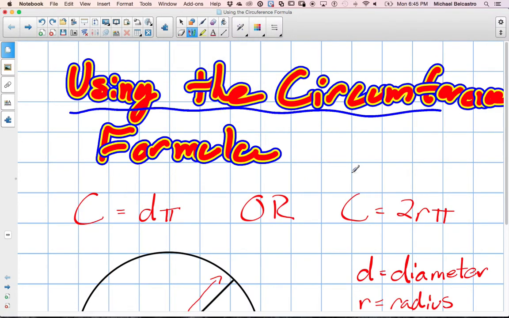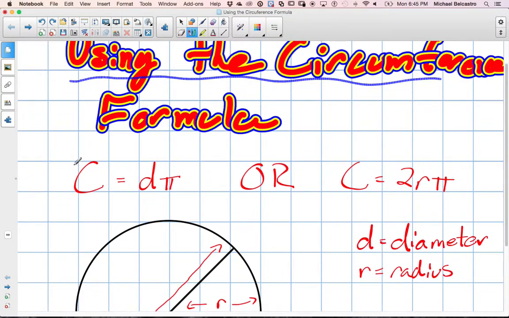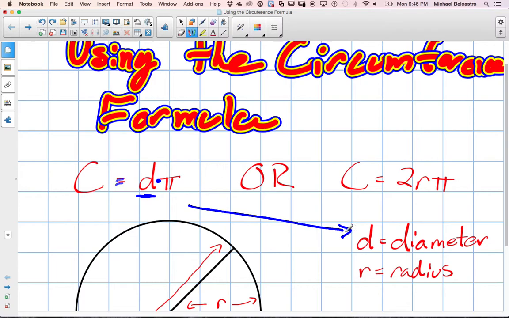We're going to use a circumference formula. We're going to try to use it in a couple different ways, and I'm going to talk about what it really is. Okay, so C stands for circumference, and circumference is equal to d times pi. Well, those are both odd things because neither of those are numbers. So d stands for the diameter, and that's a part of a circle, which we'll talk about.